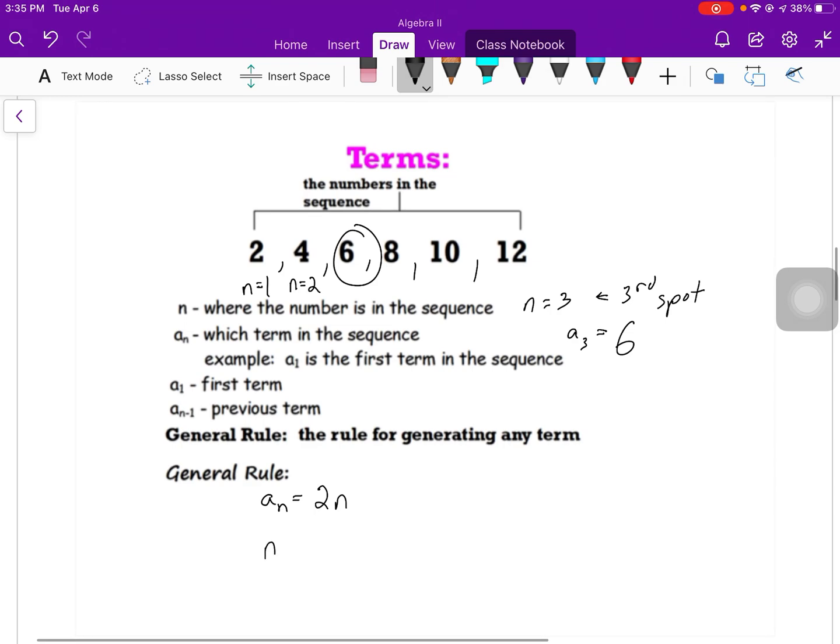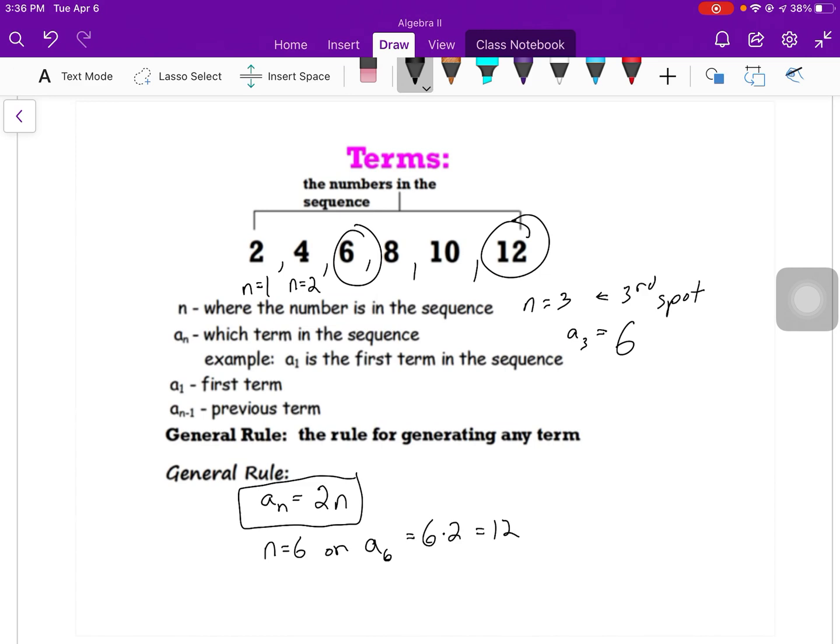So if I look at n equals 6, or if I'm looking for A sub 6, if I put 6 times 2 in there, I should get 12. And sure enough, the 6th number happens to be 12. So my general rule would be 2 times n. Okay.